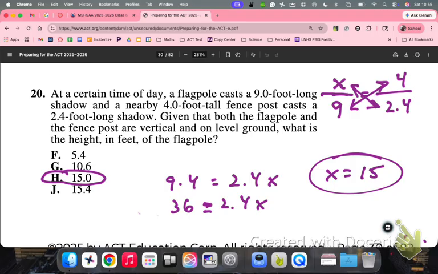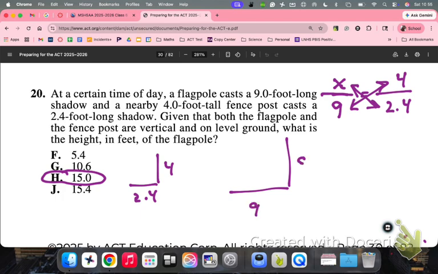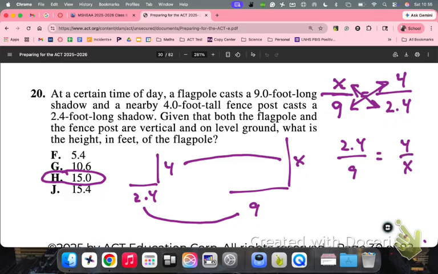Similar triangles, I'm just kind of doing a little coaching time here. We could set these up multiple ways. We could say, okay, let's just say that we've got fence post, 2.4 and 4, and we have flagpole, 9 and x. We could also have set up the same fraction and said, this to this is the same ratio as this to this. So we could set up a fraction like 2.4 over 9 is the same as 4 over x, and we would get the same answer.